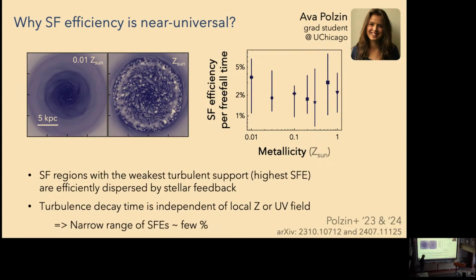So here's another work by a student at the University of Chicago, Eva Paulsen, where we're looking at this using more idealized simulations of a dwarf galaxy with the same star formation feedback physics, but it's an isolated dwarf with the metallicity varied in a controlled fashion down to 1% solar. And despite huge variations in the structure of the ISM, the star formation rates, and the amount of cold gas, the average star formation efficiency per free-fall time locally is close to 1%. And the reason is that it's an efficient local regulation of star formation by feedback that quickly destroys the regions that become too efficient.